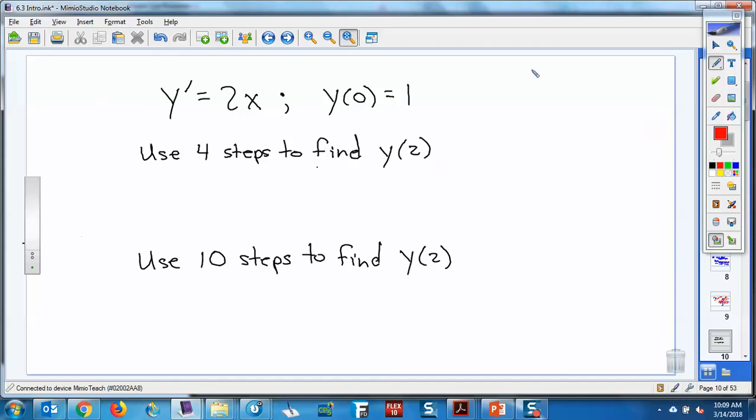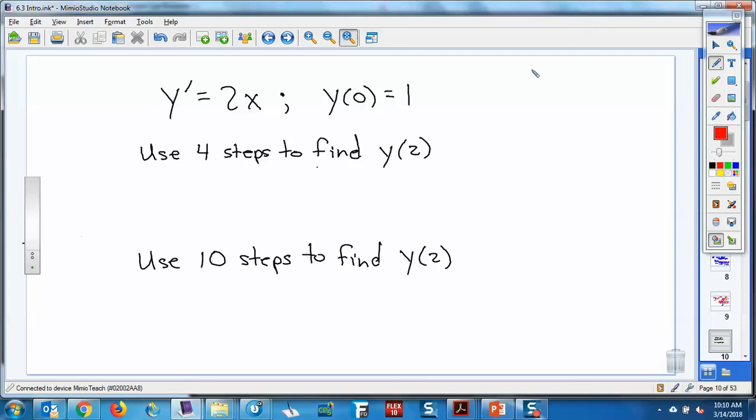Okay, so here's what we're going to do today. We're going to do this problem right here. Now, here's another connection to what we've been doing. So you can write this down. Y prime equals 2x, and y of 0 equals 1. That's our initial condition.